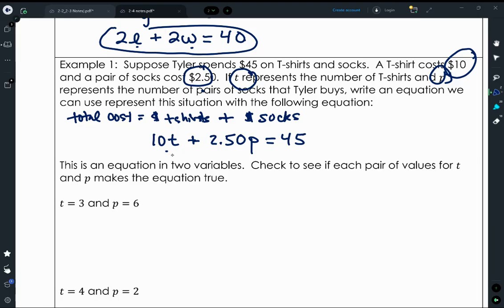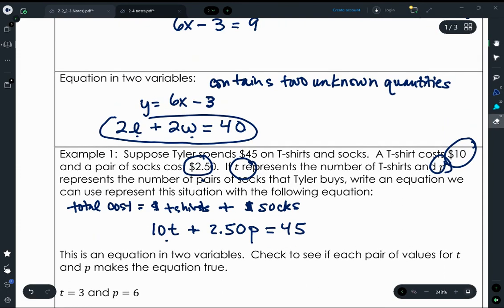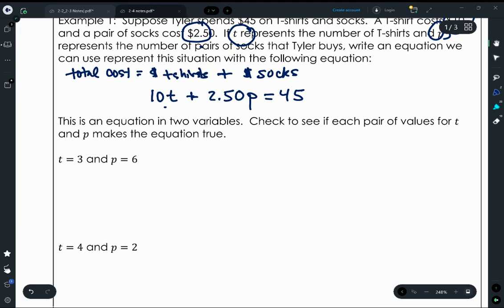Linear equation because I have two variables, just like my 6x minus 3 equals y in the original, right? This would be considered a linear equation as well. So linear because we have two variables only, and there's nothing funny in there. I've just got multiplication, adding, and subtracting. I don't have any squared quantities or square roots or anything weird.